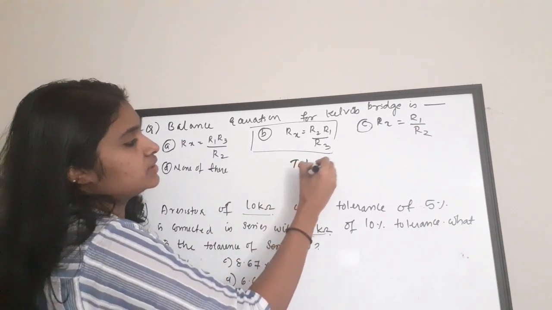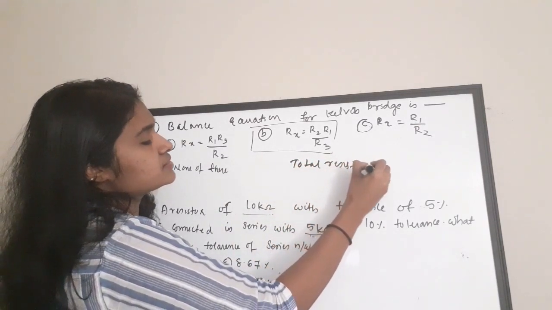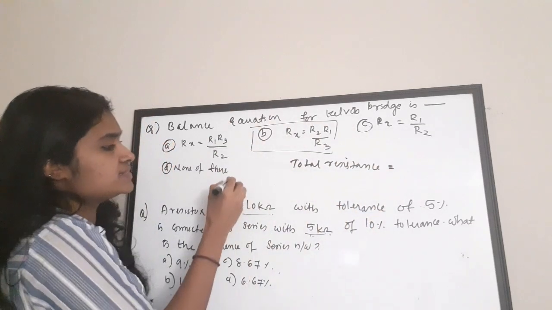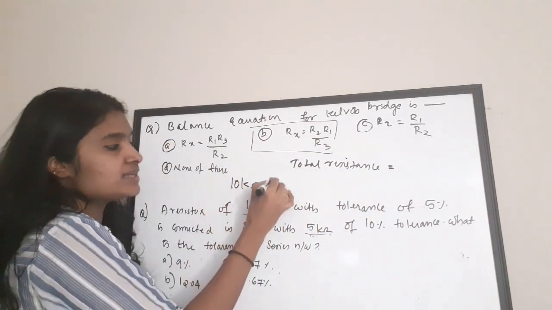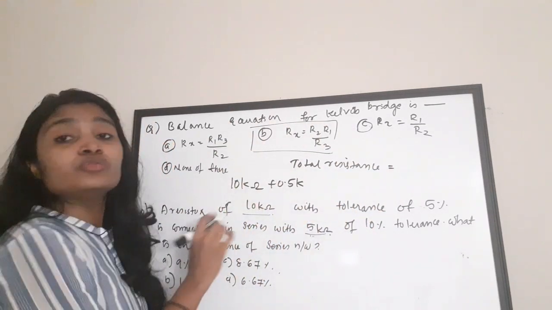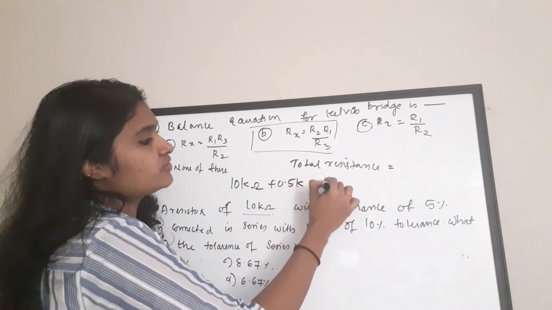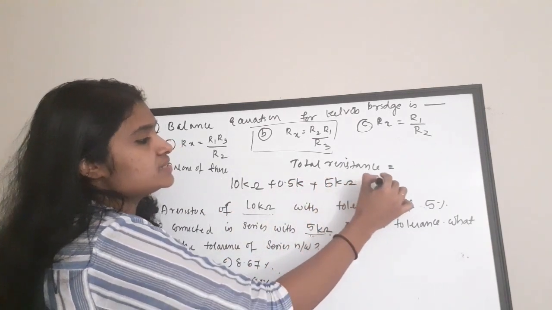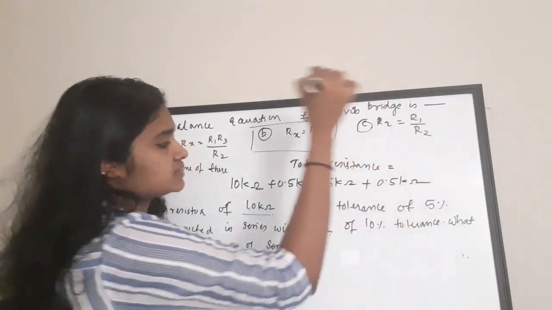here I'll write it. Total resistance is equal to how much? There is a 10 kilo ohm original plus there is a 0.5 K of tolerance plus there is a 5 kilo ohm original plus there is a 0.5 K of tolerance.